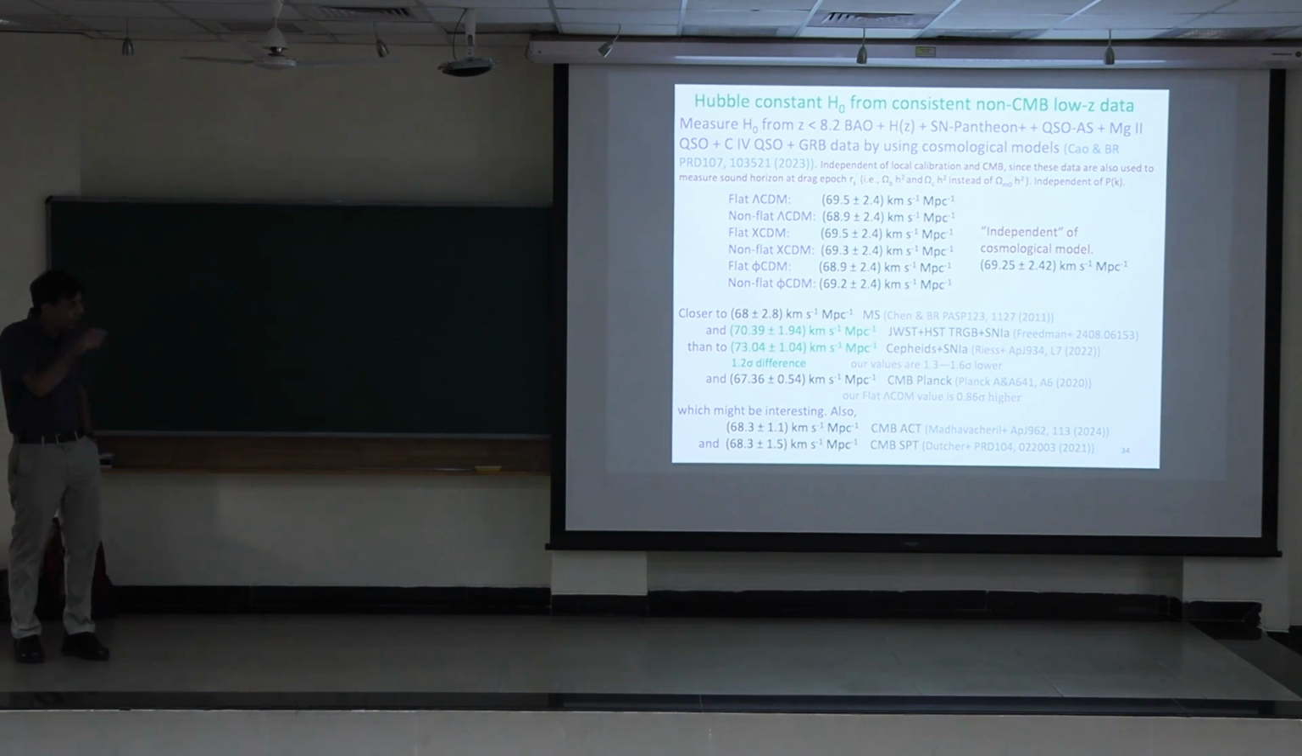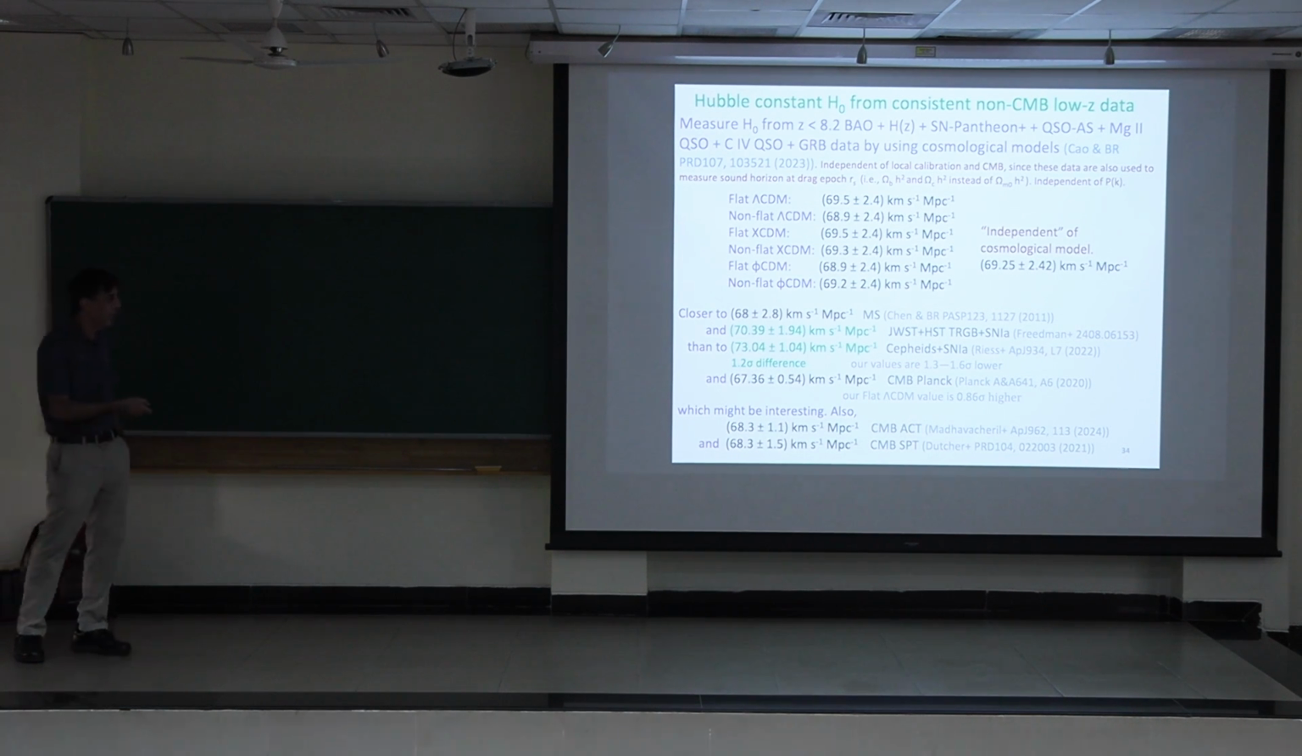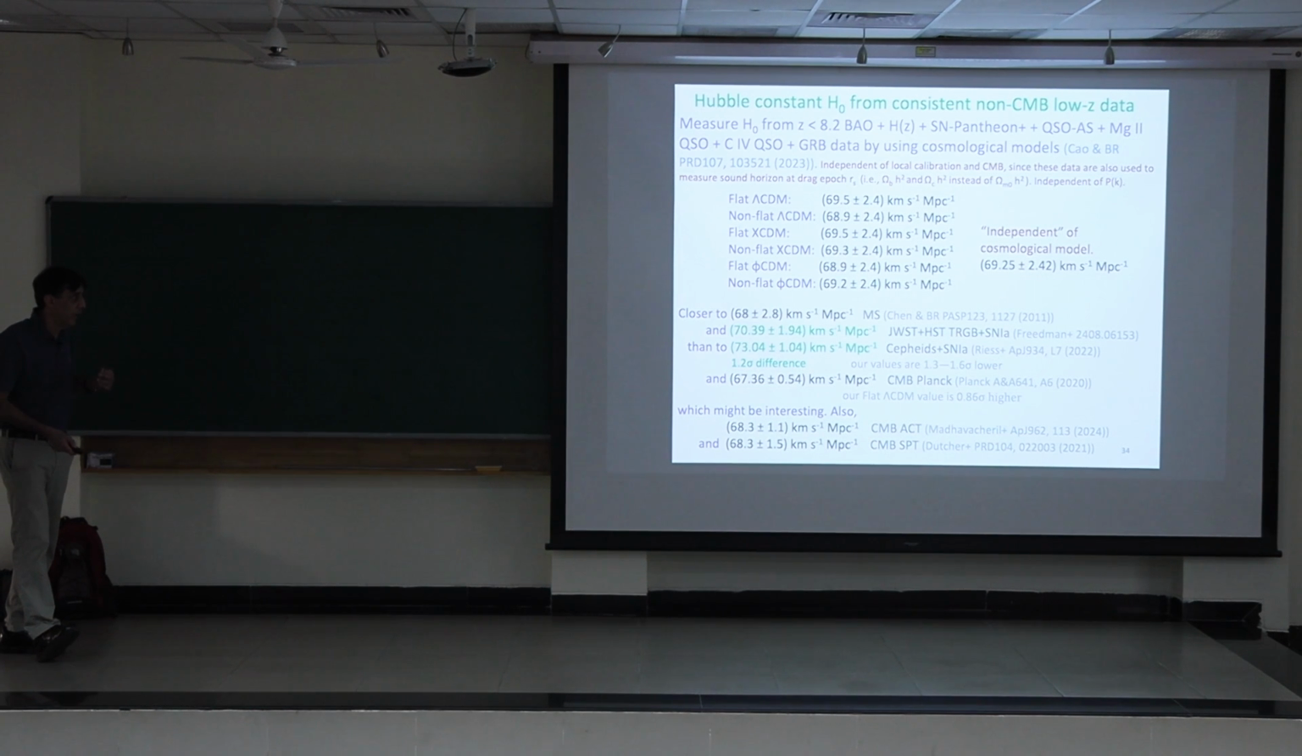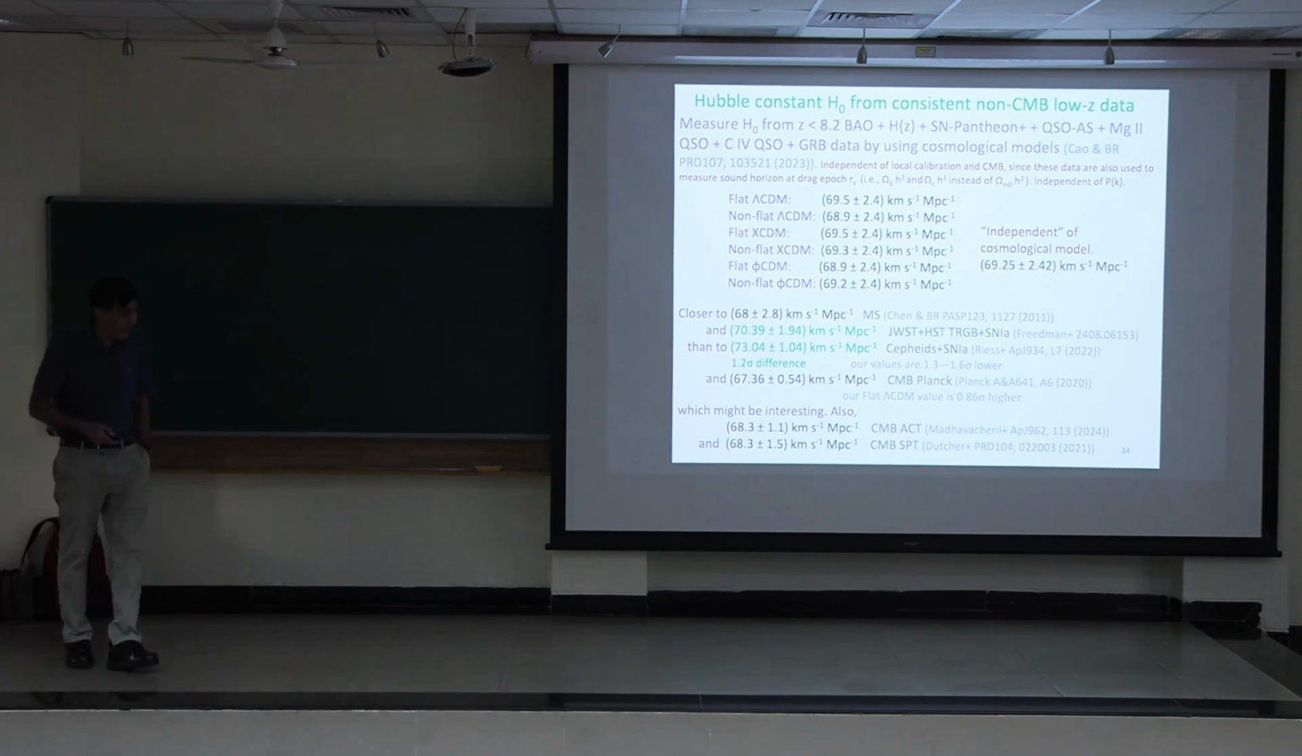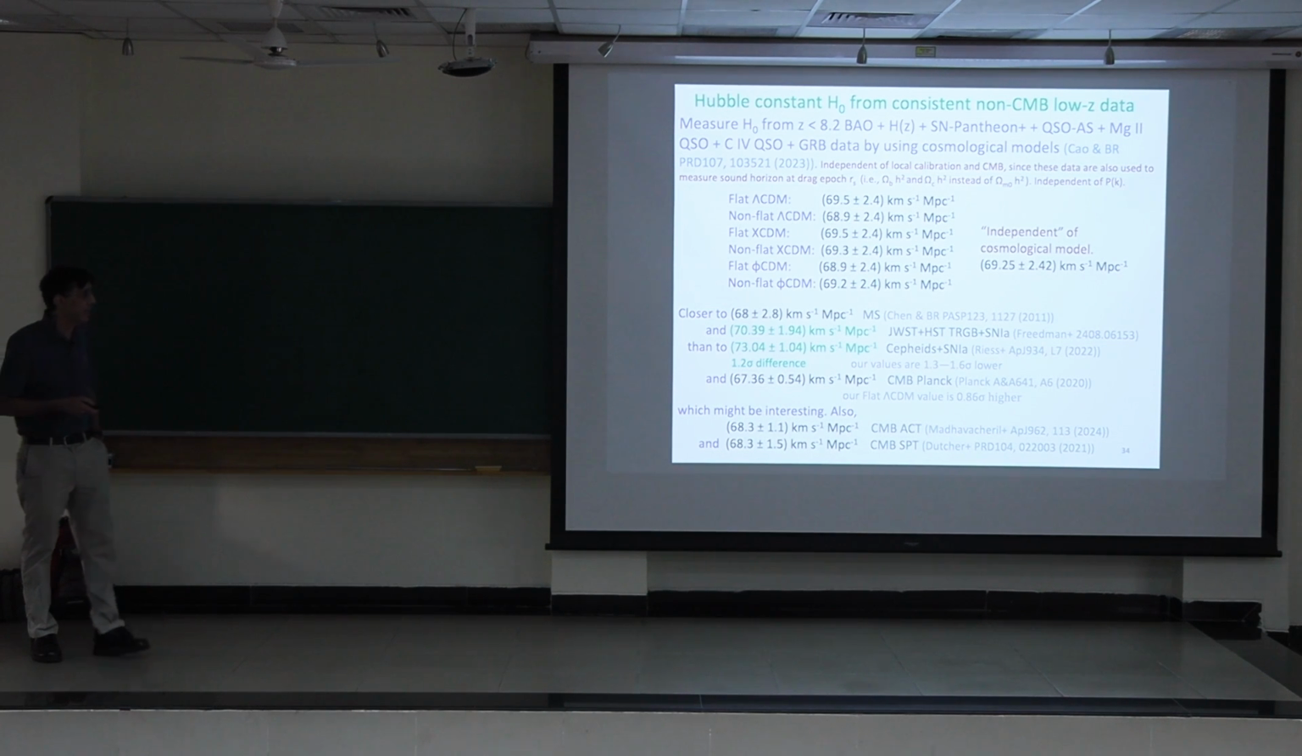So Adam Riess's group, where he calibrates using Cepheids and type 1a supernovae, gets 73.04 plus or minus 1.4. So there's a difference at these two low redshift ones of 1.2 sigma in the Hubble constant. And if we compare this number with these 6 numbers, our values are between 1.3 and 1.6 sigma lower. So it's not a big effect, but it would be really nice to try to understand why there's this difference here that's of the order of somewhere between 1.2 and 1.6 sigma.